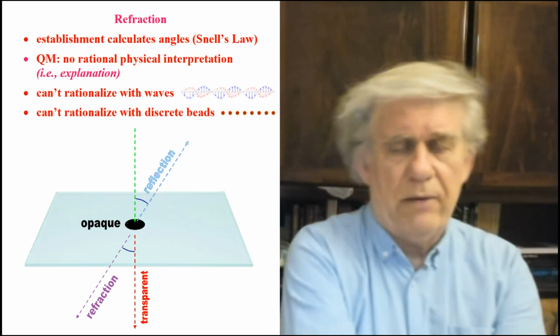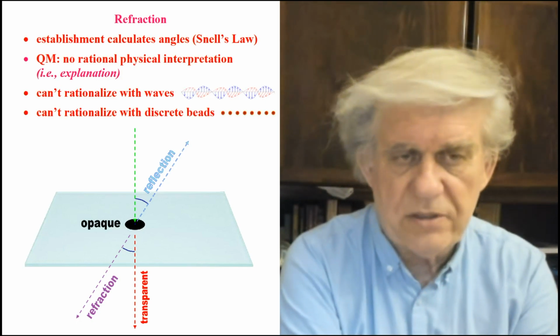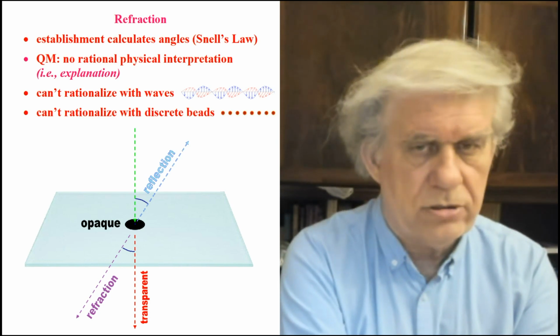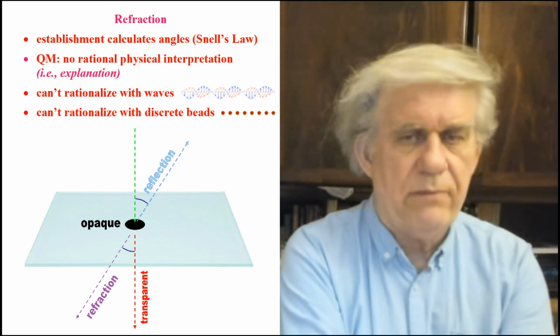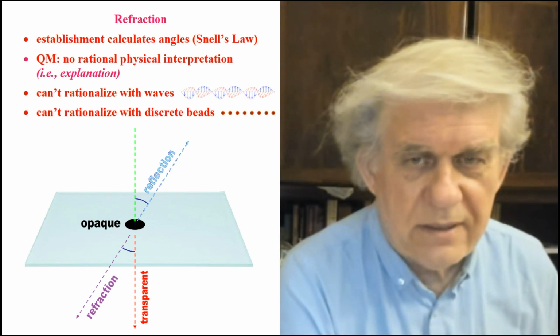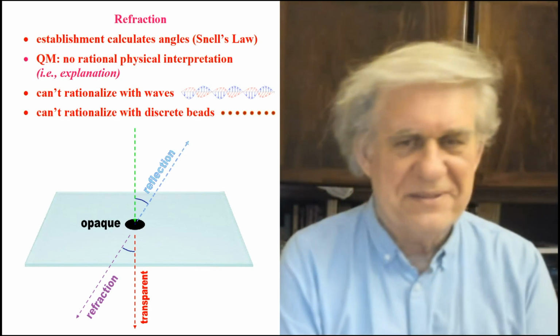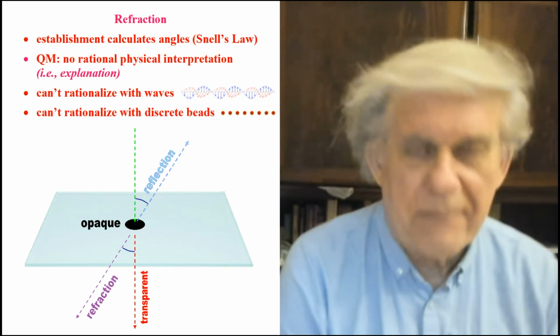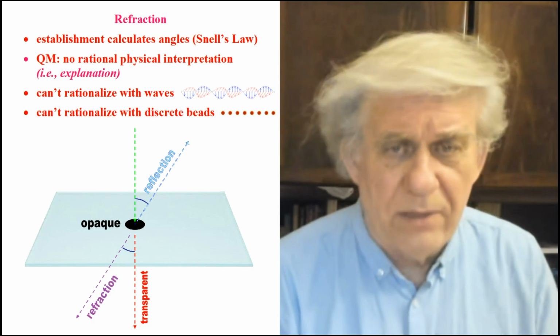Here's what they talk about when they talk about refraction and essentially reflection, opaque, any of those. The establishment only calculates angles. Okay, every time they say, well, what is reflection? What is refraction? They immediately start talking about angles. I don't care about your stupid angles. I don't want to hear about your angles. I want to know the mechanism, not the angles. They measure the angle, say, I measure the angle, give me my Nobel.